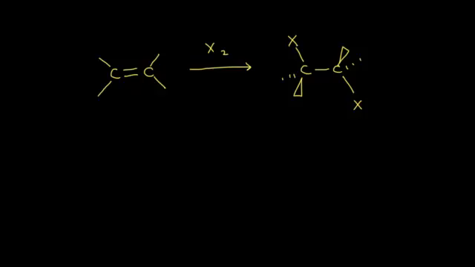Let's take a look at the halogenation of alkenes. On the left I have my alkene, and I'm going to add a halogen to it, so something like bromine or chlorine. I can see that those two halogen atoms are going to add anti to each other, so they'll add on opposite sides of where the double bond used to be. Let's take a look at the mechanism so we can figure out why we get an anti-addition.